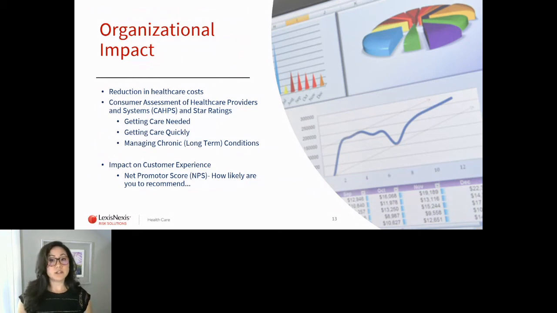So other organizational metrics can also include things like your CAP scores and your star ratings, and also your net promoter scores, patient satisfaction. How likely are you to recommend, right? How likely is that patient to recommend you and your company? So what's important to remember about all of these outcomes is that changing behavior and changing health takes time.